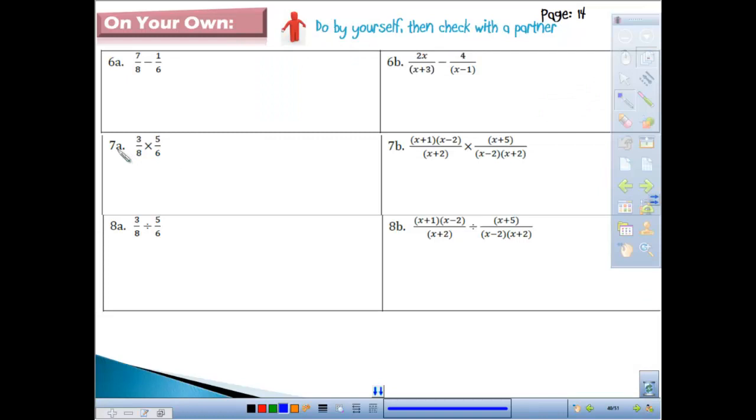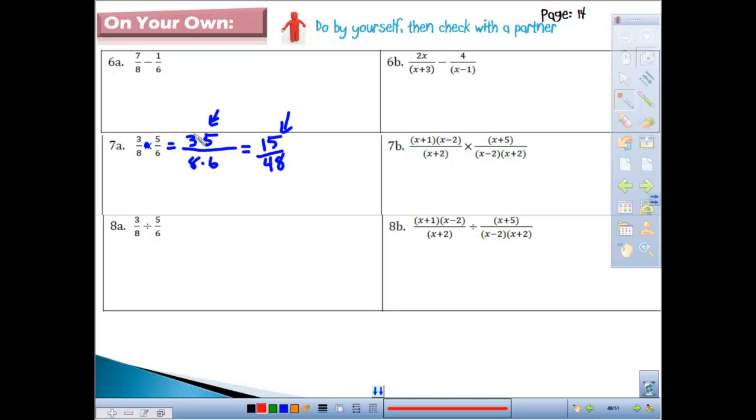I'm going to quickly look at 7a. We have multiplication. Whenever we're multiplying fractions, it really just works like this: 3 times 5 divided by 8 times 6. So then that would be 15 over 48. Now this can be reduced. Either you can reduce it at this stage, or you could reduce it at this stage. I like to reduce it at this stage because it just seems easier.